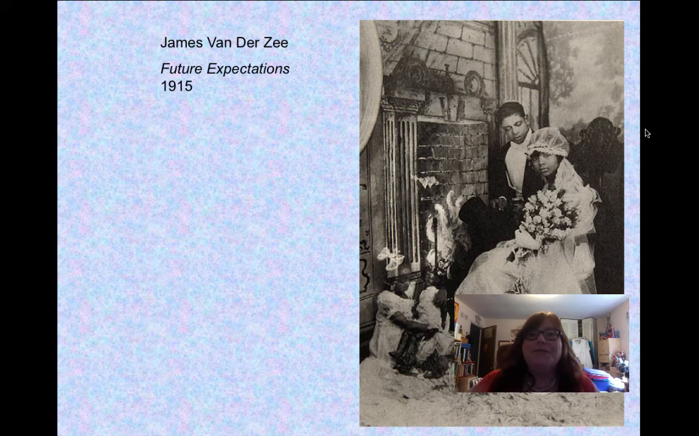So look at it very carefully. He's employing studio props and he's also using a special effect. So it's called Future Expectations. You can see it's a young bride and groom. And then if you look over here, there's a little girl. So he's using the double exposure to make her look a little bit ghostly, but it's kind of like, this is what the future holds for this young couple.